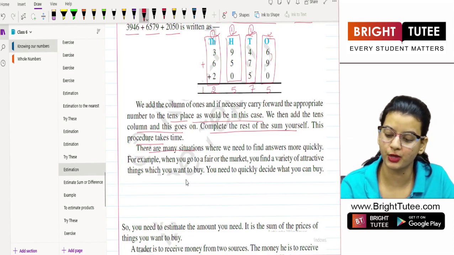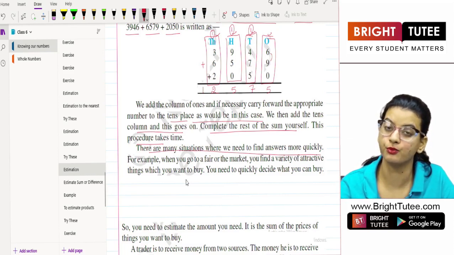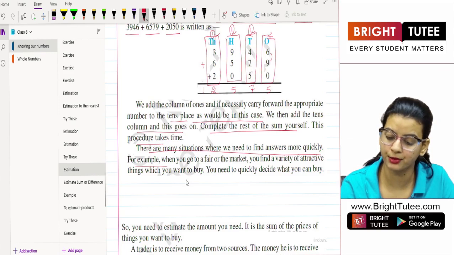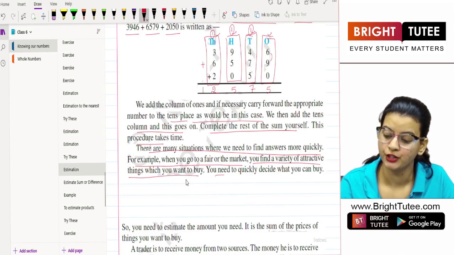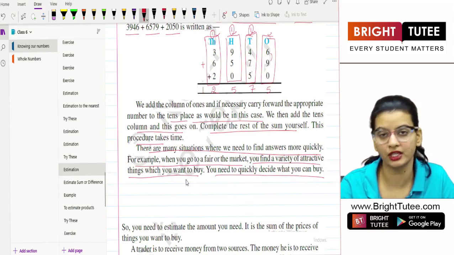Now, there are many situations where we need to find answers more quickly. For example, when you go to a fair or the market, you find a variety of attractive things which you want to buy. You need to quickly decide what you can buy.